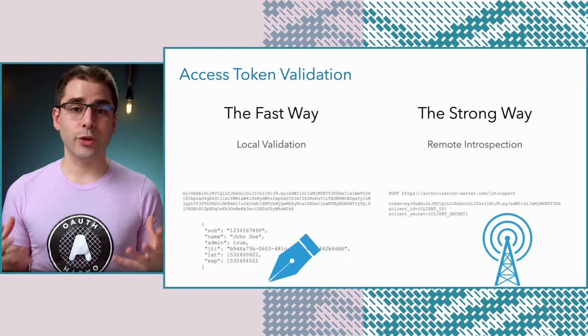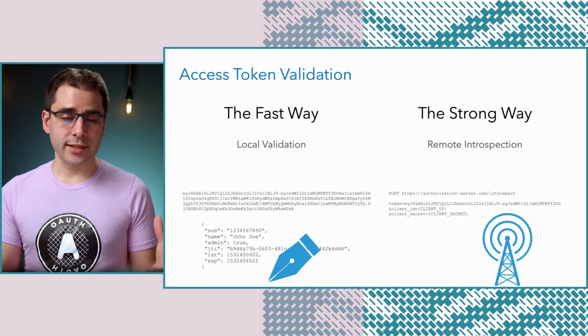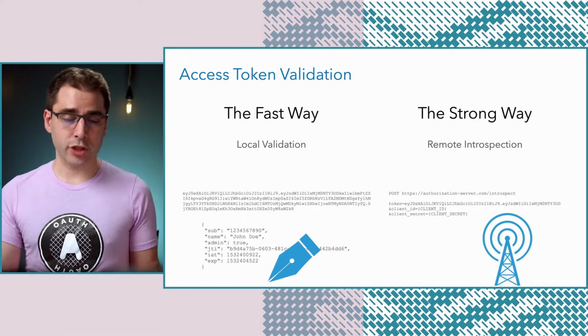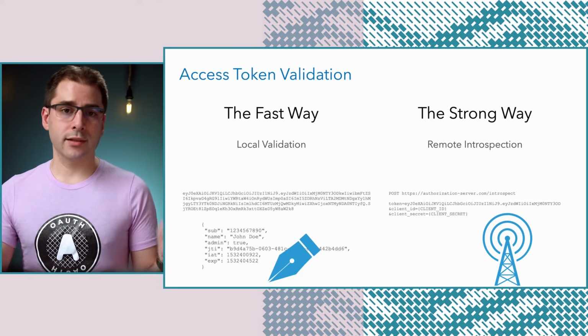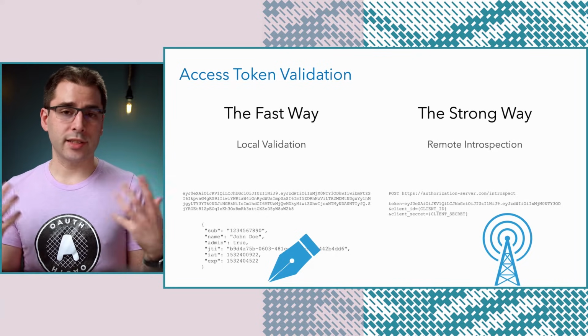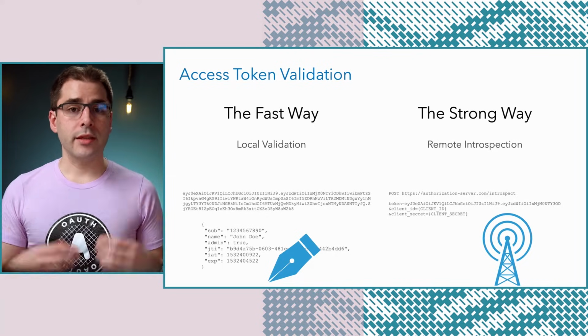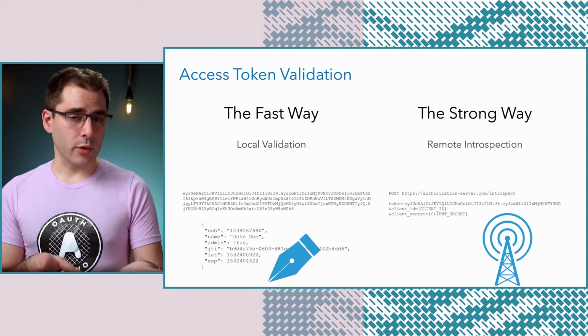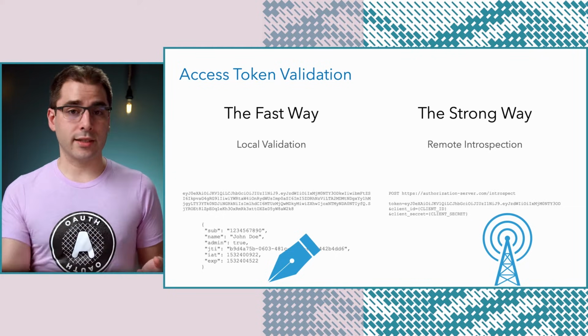The fast way is local validation. The idea is that because that token is signed, you can actually check the signature using just math and determine whether it's valid. Because it's signed, the contents can't be tampered with, and it'll have expiration dates telling you if it's current or not. The strong way, which is also slower, is the idea of actually going and asking the OAuth server.